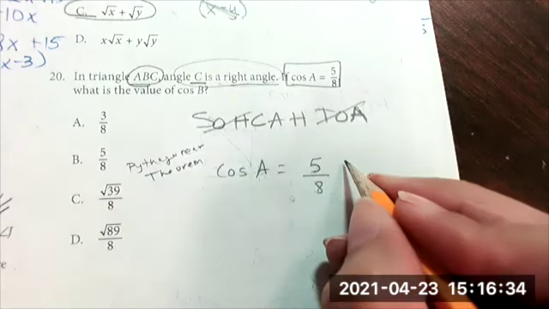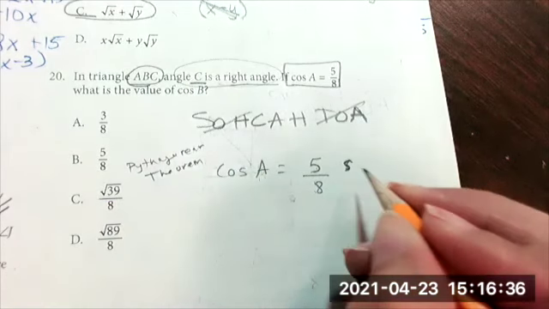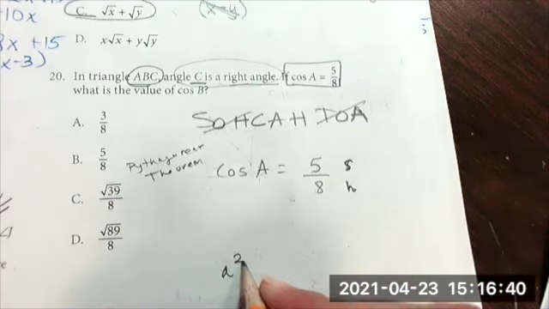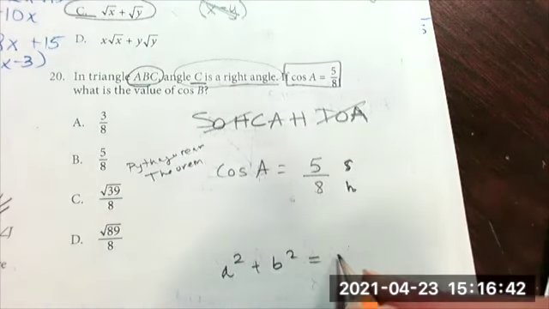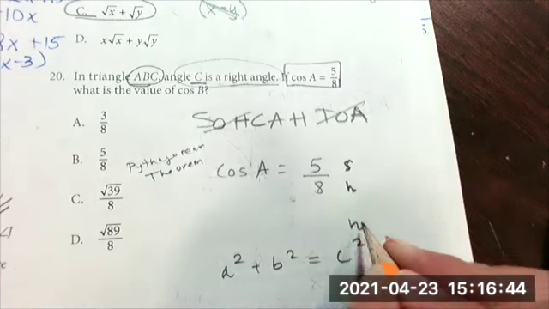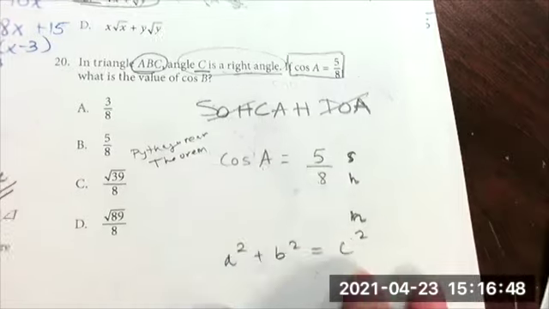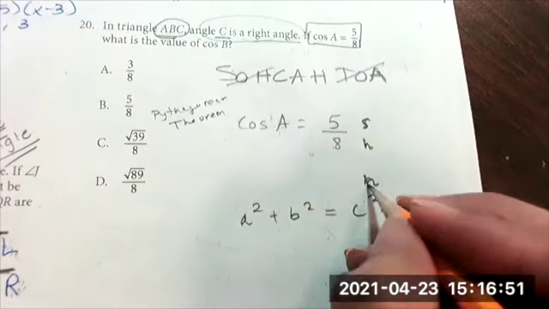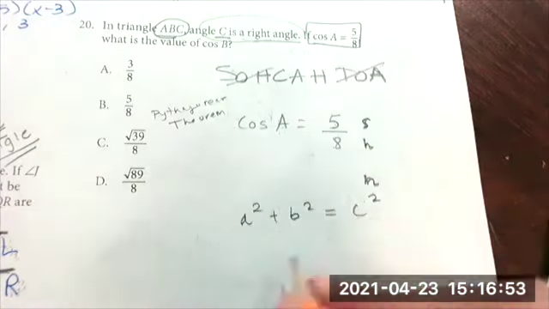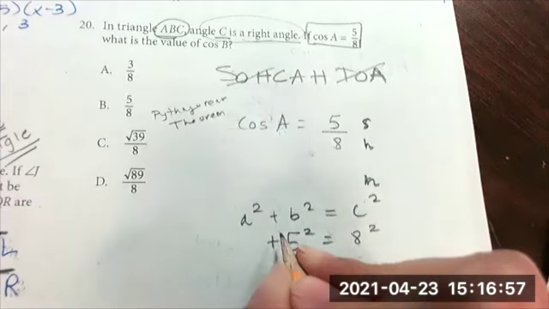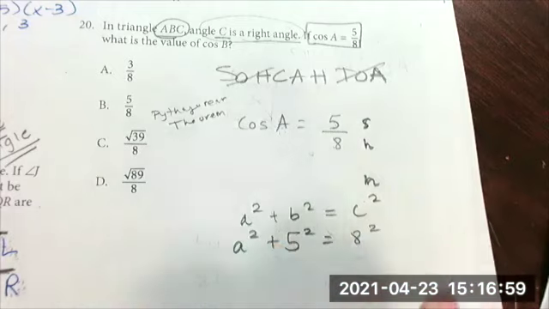So remember that this is your side and this is your hypotenuse. So a squared plus b squared is equal to c squared, where c is the hypotenuse. And this one, it doesn't really matter what it is. So then I'm going to do, the hypotenuse is 8 squared, the side is 5 squared, plus a squared.